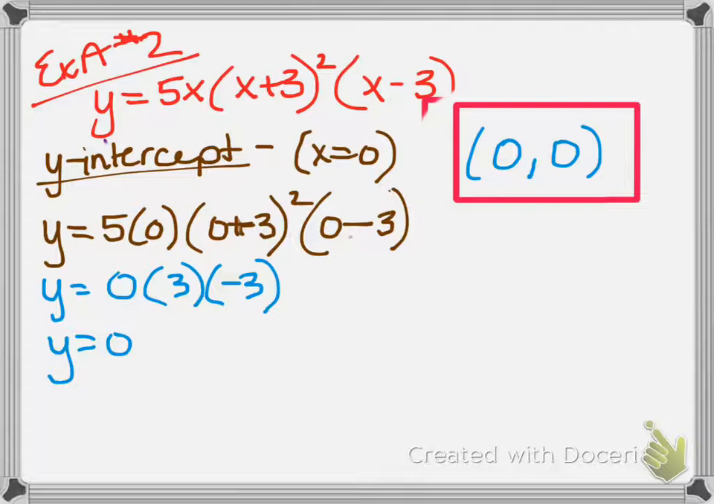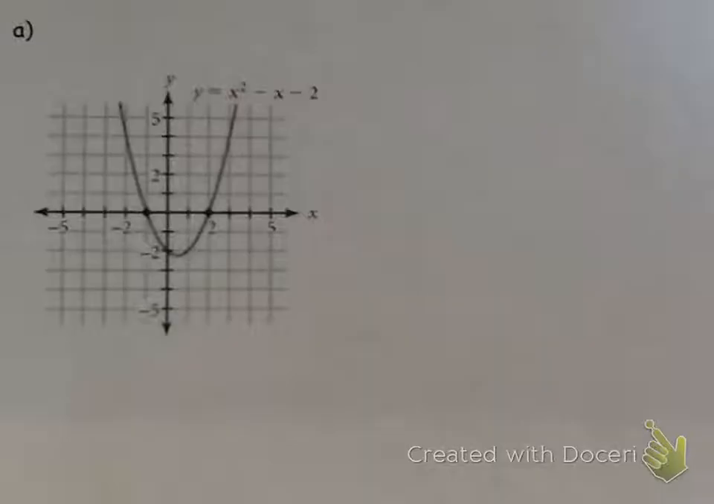On to example B. Example B asks you to use the graph of each function to determine factored form. So you see I put the graphs on there. Let me grab the graph that we need. So you're using the graph of this function, y equals x squared minus x minus 2. That's the equation, and you're using the graph to determine factored form.